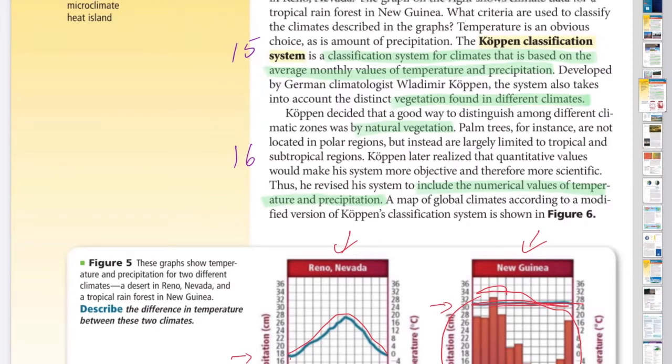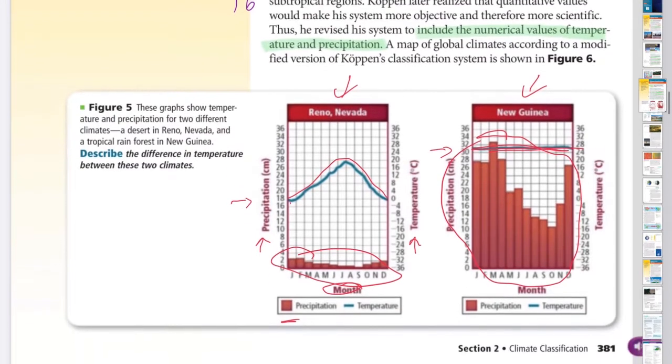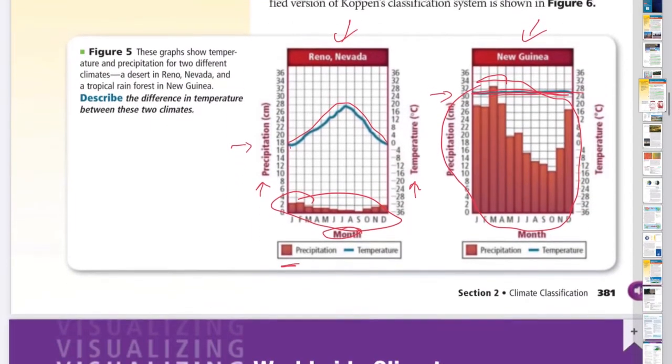Now, yes, temperature and precipitation are the better values to have, but to have these averages, you have to have a lot of data. Whereas vegetation, plants have very specific requirements for where they grow. The vegetation's already there, so you can just look and say, oh, there's cactuses over there, that's a desert. There's palm trees here, that's probably tropical. There's a lot of oak trees here, that's probably temperate. So vegetation was a very easy thing to look at to classify these.